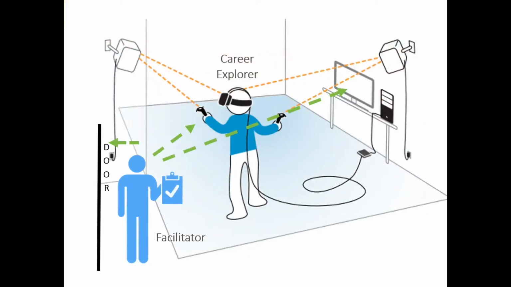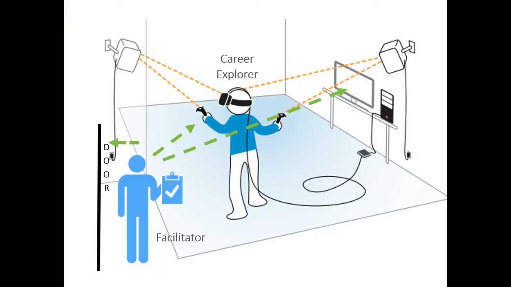While the Career Explorer is in the simulation, you should be able to see the computer or laptop screen clearly so that you know what the Career Explorer is seeing. You should also be able to see your Career Explorer clearly, what their hands and feet are doing so that you can spot any risks and prevent accidents.